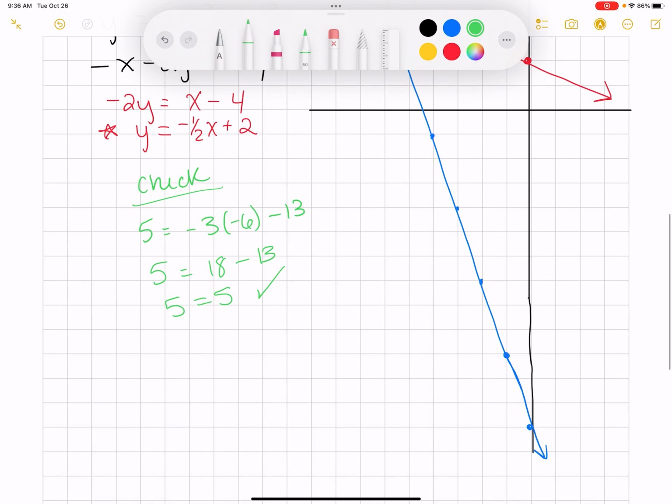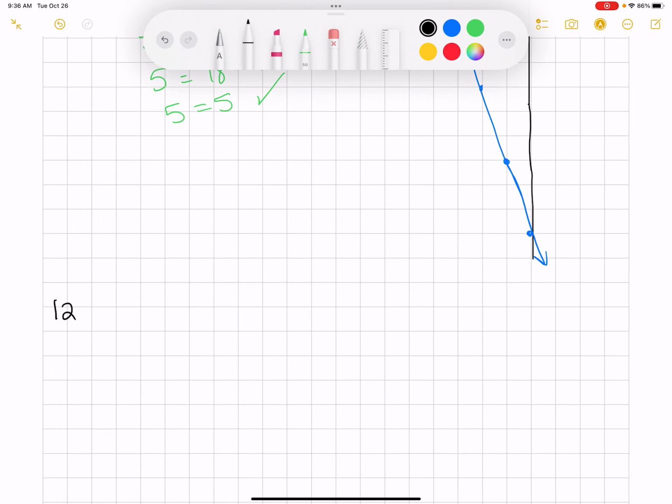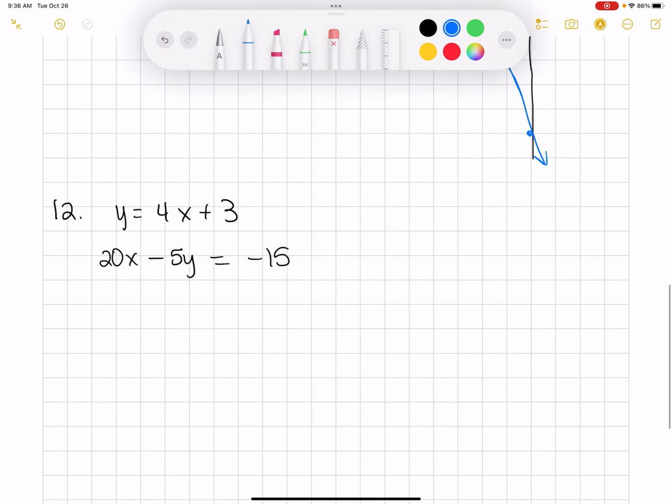All right, number 12. Go all the way down here now. Y is equal to 4x plus 3, and then I've got 20x minus 5y is equal to negative 15. So I need to do some stuff with this bottom one. I'm going to subtract the 20x, so negative 5y is equal to negative 20x minus 15. Need to divide by negative 5, so y is equal to 4x plus 3.